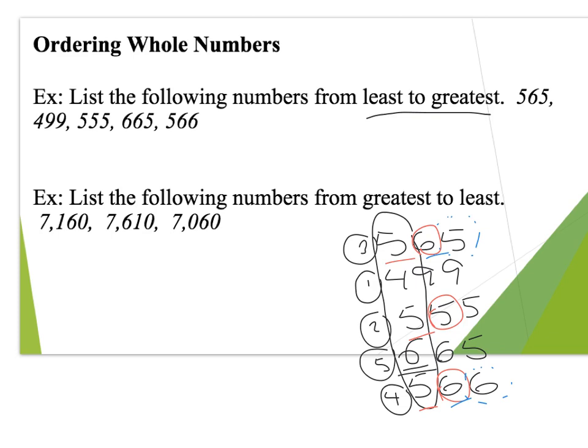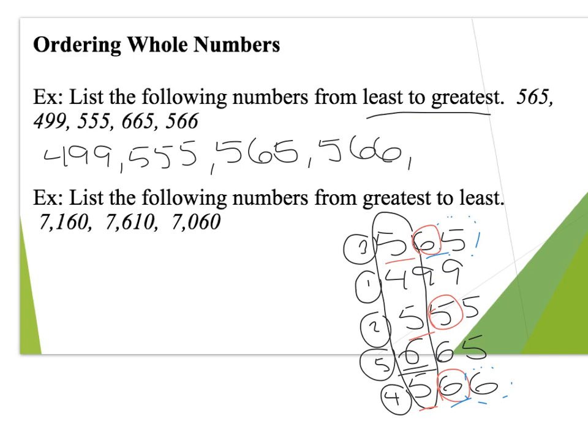So when we list these from least to greatest, we actually need to write out the numbers. We have 499 as our smallest number, 555, 565, 566, and 665. Okay, and let's do the same thing for this next example.